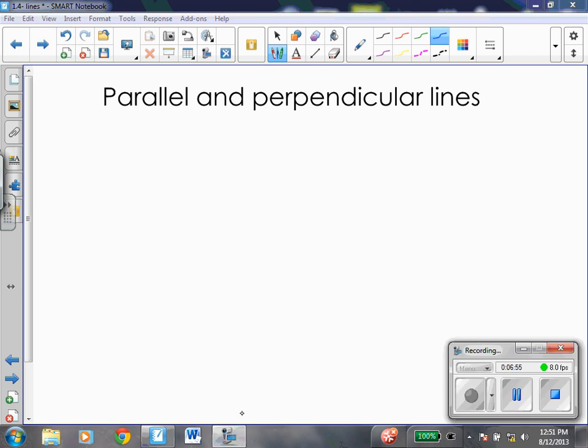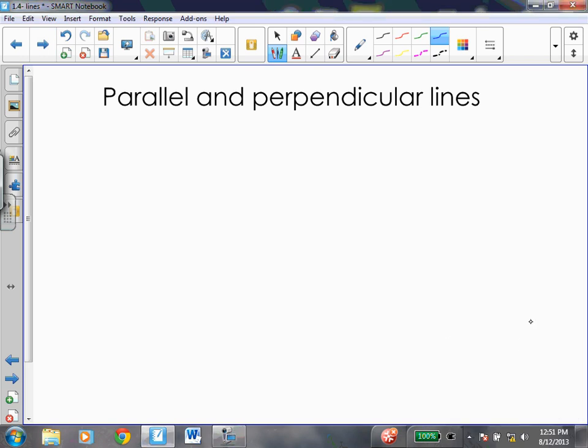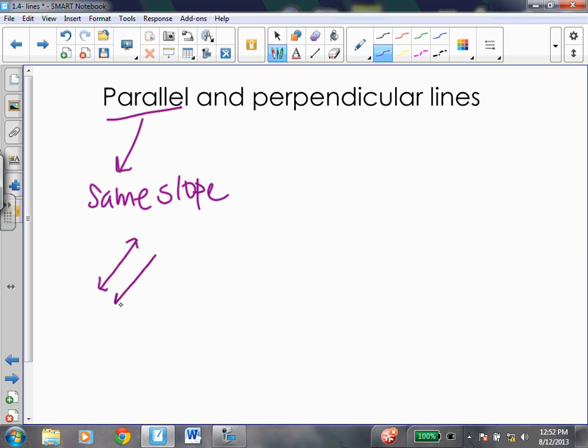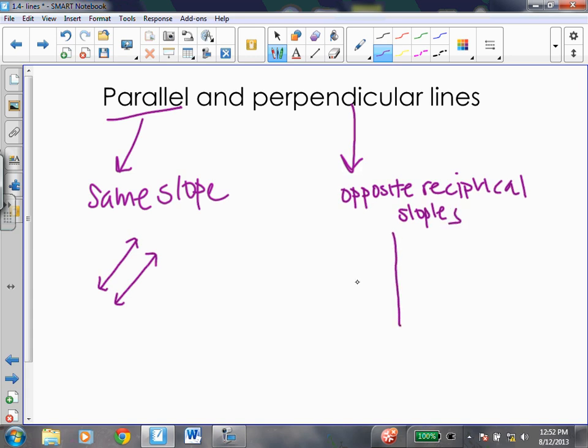It is important, as a mathematical student, that you know the difference between parallel and perpendicular lines. Parallel lines have the same slope. They never touch each other. Perpendicular lines have opposite reciprocal slopes. They meet at a right angle.